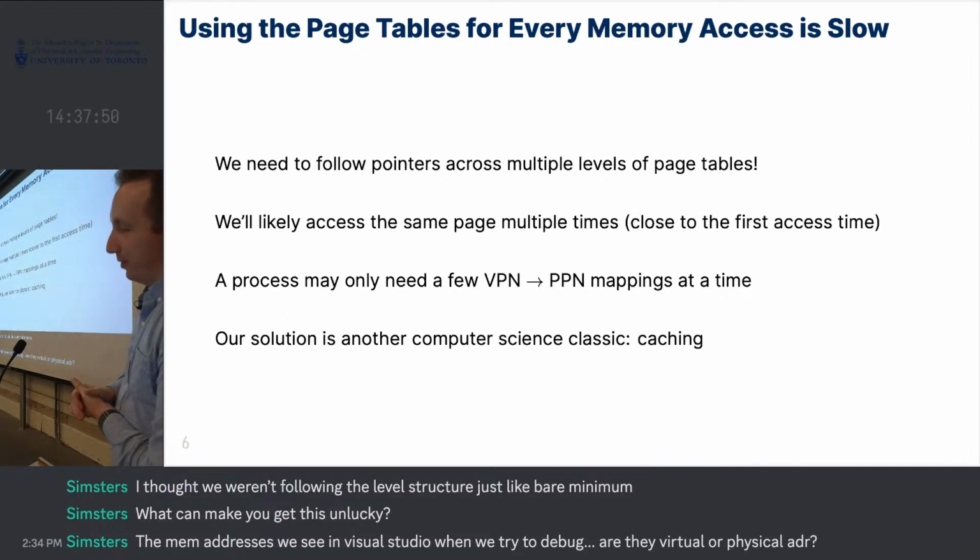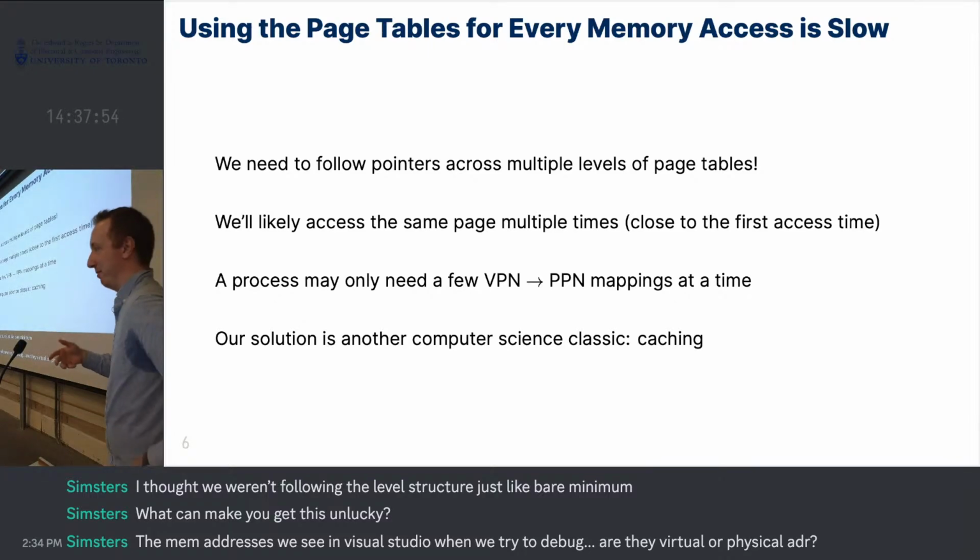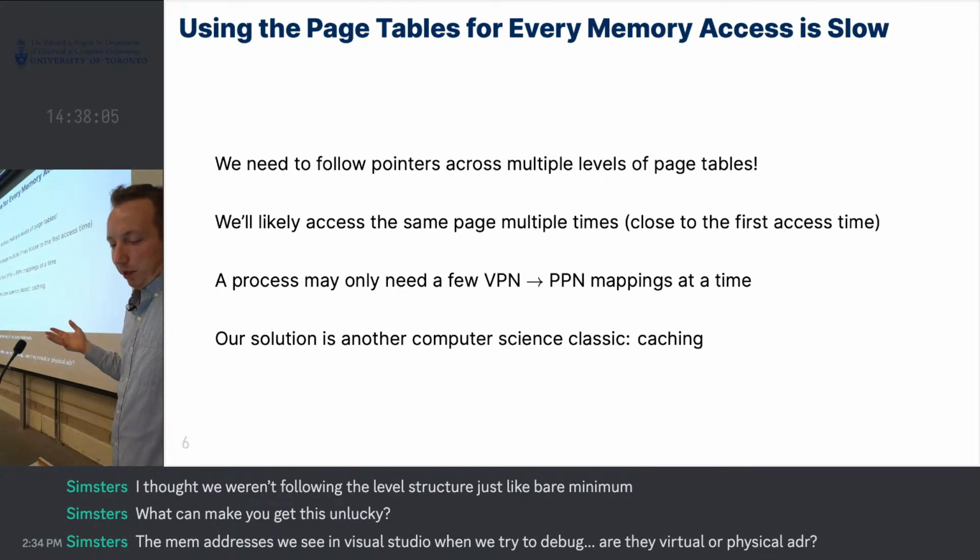All right, so what we might have noticed too is that this is really slow. Instead of accessing physical memory directly, if I have 3 levels of page tables, I have to access L2, then L1, then L0, and then the memory I actually wanted. It's really, really slow. So there's a few things.